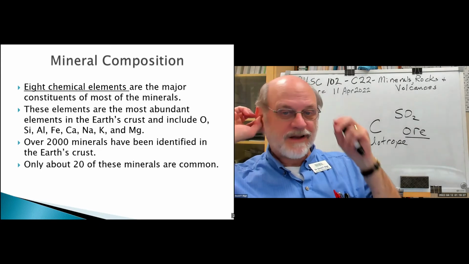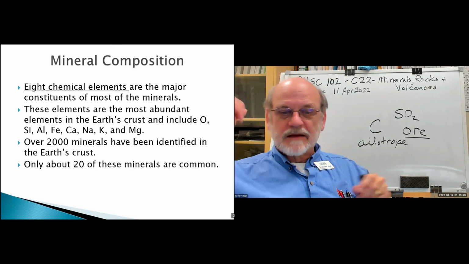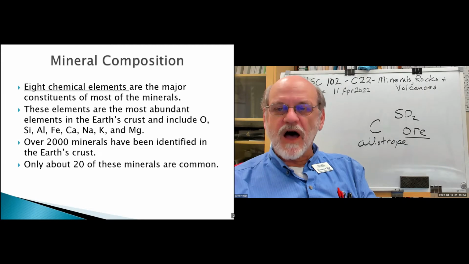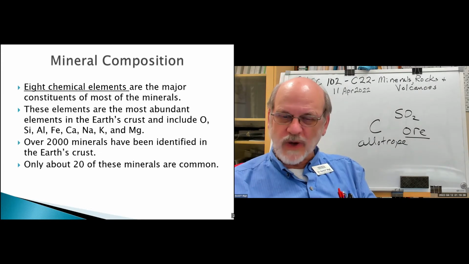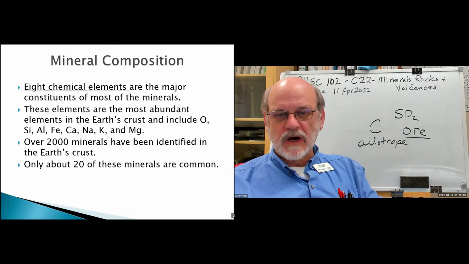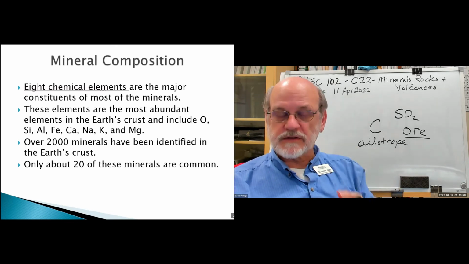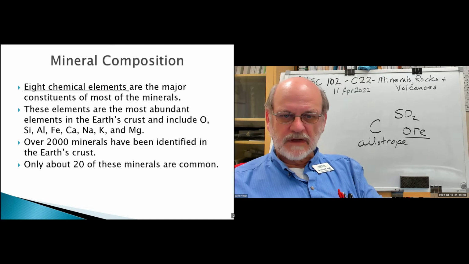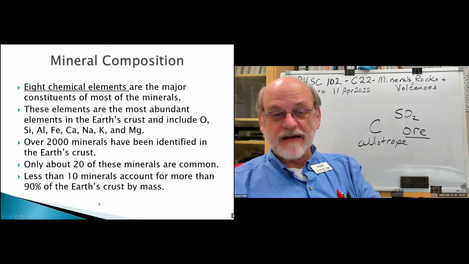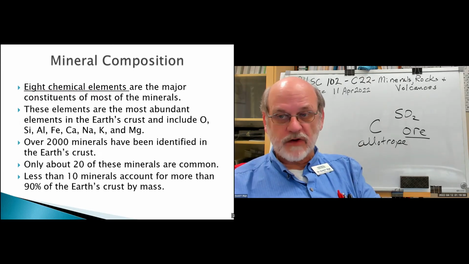Fortunately for us, there are about 20 of these minerals that are very common. And if we know these primary 20, then we can describe most of the structures in the crust of the earth. In fact, half of those would give us almost 90% of the Earth's crust.